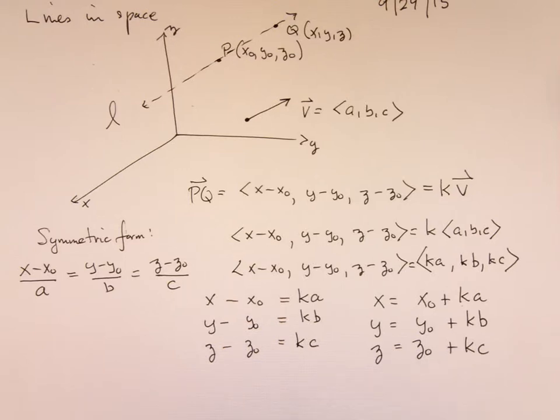Well, let's do a problem with it. What we should be able to do is, given two points in space, find the equation of the line through those two points. Let's take a look at that.